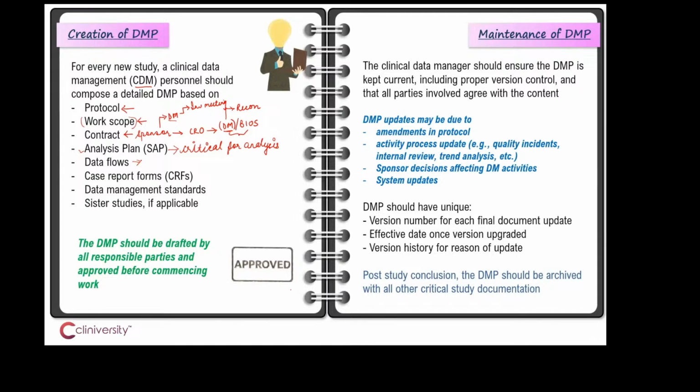for the same drug. So it becomes easier if we have the DMP for such sister studies. They can be easily picked up and used as a reference to create a new DMP, because the study specific norms will also remain the same and there will be very minimal customizable changes for the newer protocol.